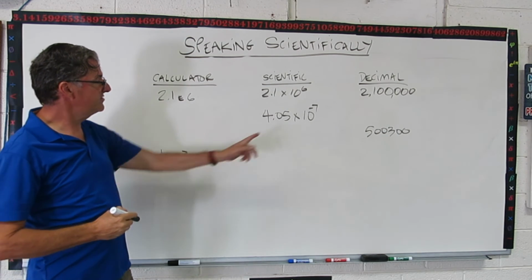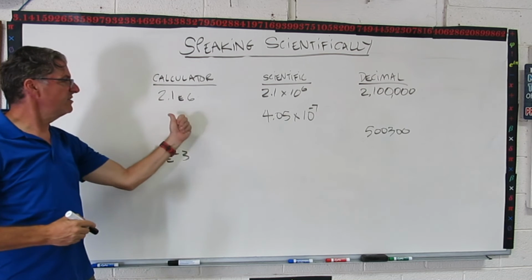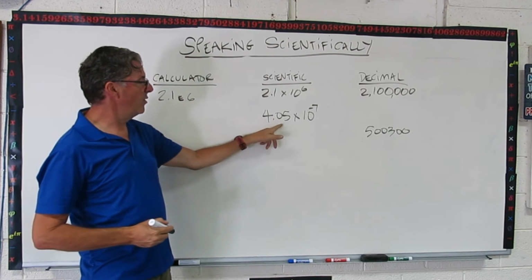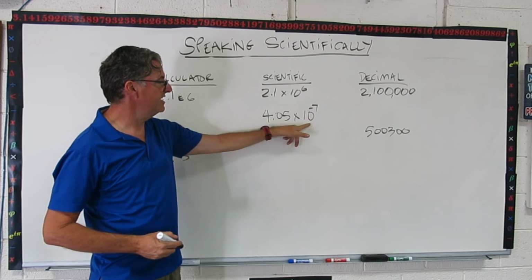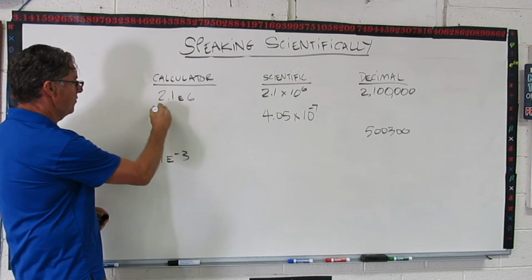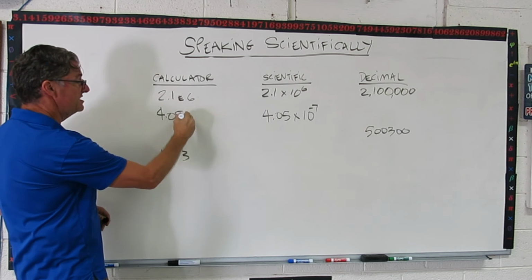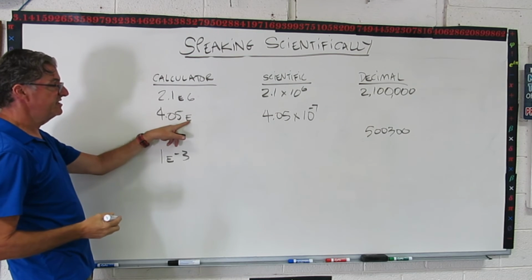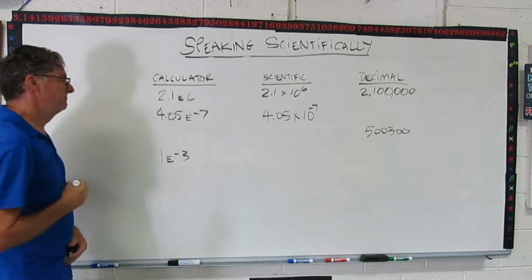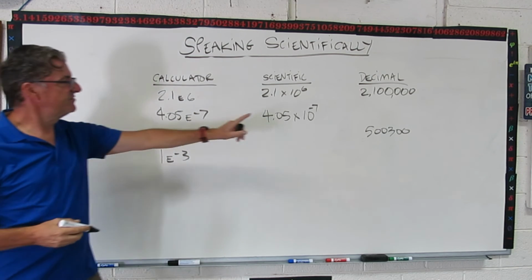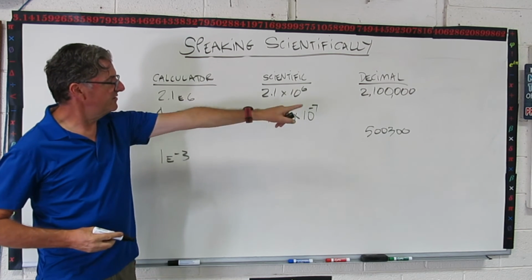Okay, now let's take this one and go back to the calculator notation. We've got 4.05 times 10 to the negative 7. So that's going to be 4.05 times 10 to the, that's the E, negative 7. Okay, so calculator, scientific notation. Now let's go over to decimal.